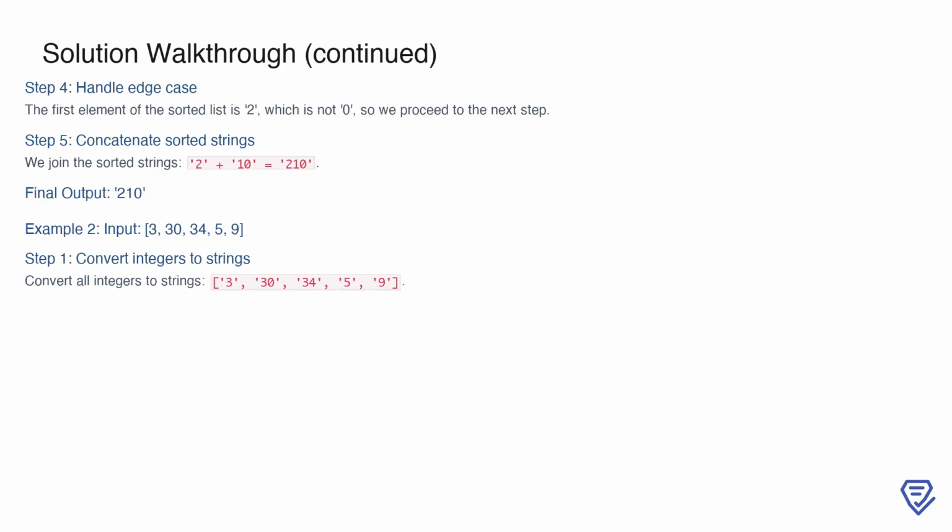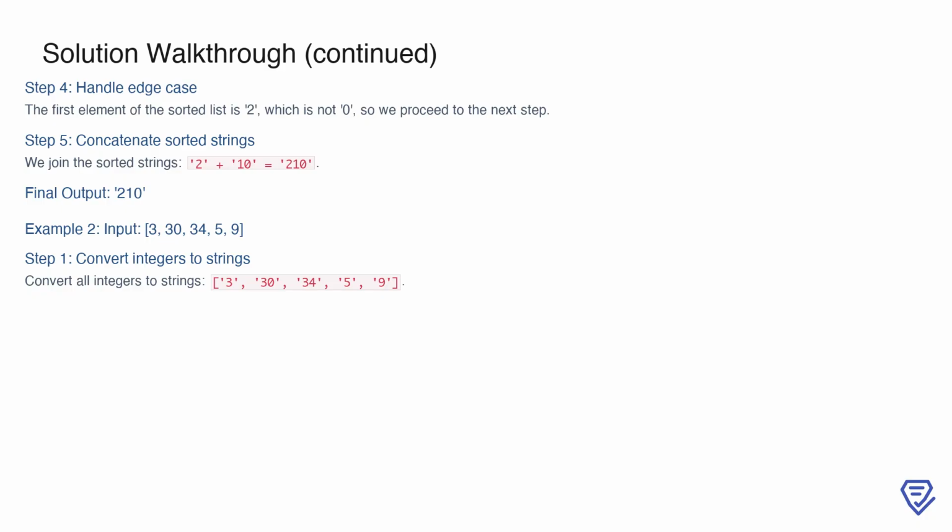Now that we have the sorted list, 2, 10, we check for an edge case. If the first element of the sorted list is 0, it means all the numbers are zeros, and the result should simply be 0. In this case, the first element is 2, which is not 0, so we move forward. The next step is to concatenate all the strings in the sorted list. Joining 2 and 10 gives us the string 210. This is the largest number that can be formed by concatenating the input integers.